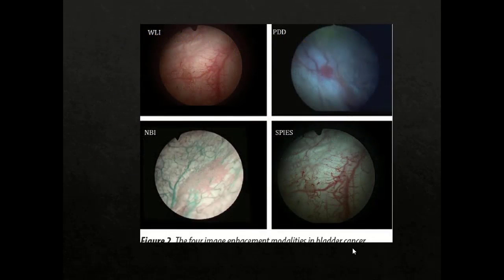These are some images. On the topmost, you can see that this is white light cystoscopy, then photodynamic images with dyes, and then narrowband imaging. This looks like that. And with SPICE, you can appreciate and see the difference in the images.